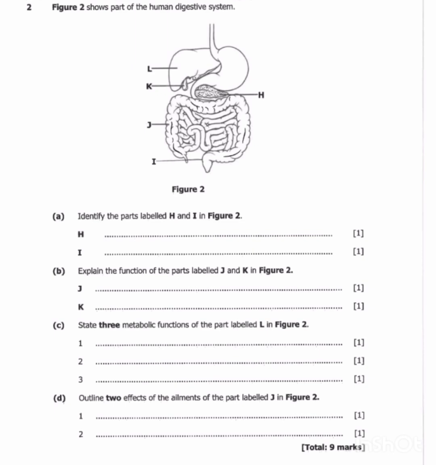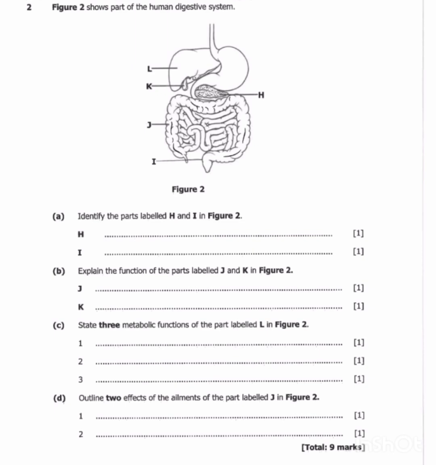Then K is the gallbladder. The function of the gallbladder is to store bile, which is produced by the liver. So K stores bile, J absorbs water. Question C, state 3 metabolic functions of the part labeled L.